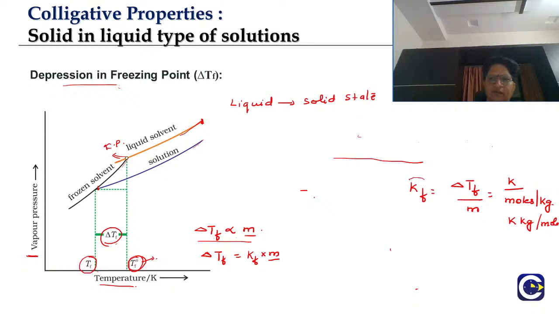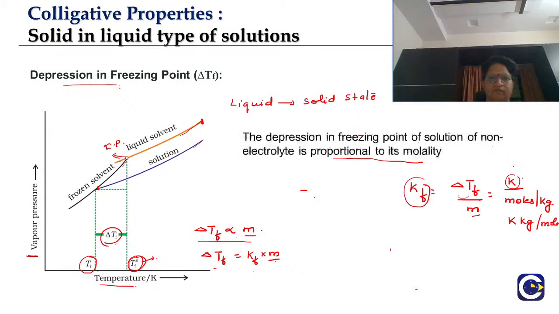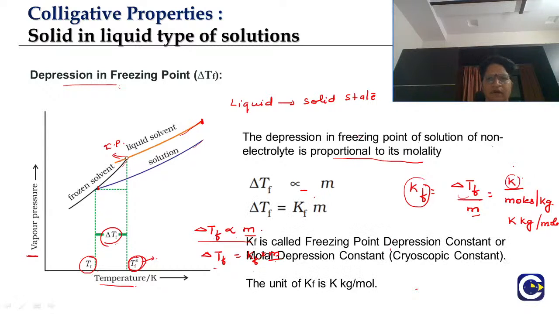I have written here the units of Kf. Kf will be delta Tf by m. Molality has units of moles per kg. Delta Tf is a temperature difference, so we take only Kelvin. What do we call Kf? We call it the molar depression constant or cryoscopic constant.